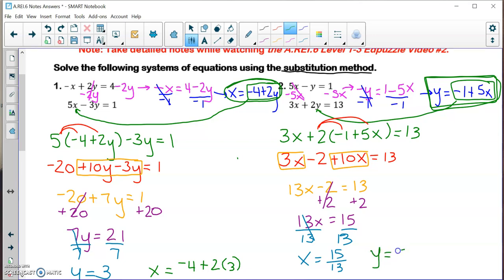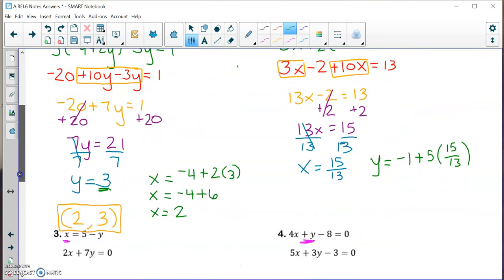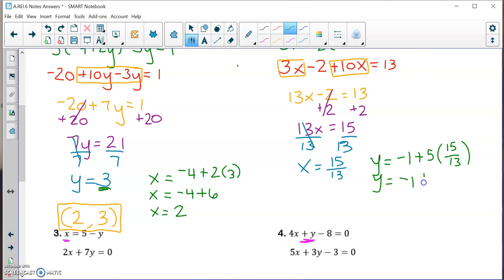So I have y is equal to negative 1 plus 5 times 15/13, which is really negative 1 plus, and you do the 5 times 15, which is 75/13. And now a negative 1 can be rewritten as negative 13 over 13, so we have a common denominator. And so now we just add the numerators together. So negative 13 plus 75 is 62. So I wind up with y is 62 over 13.